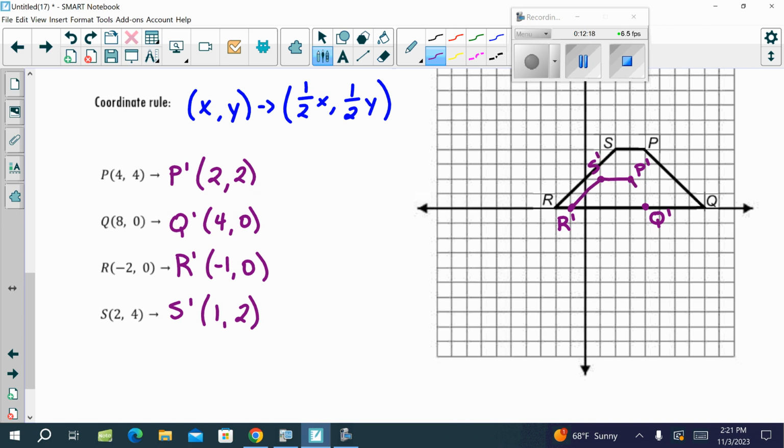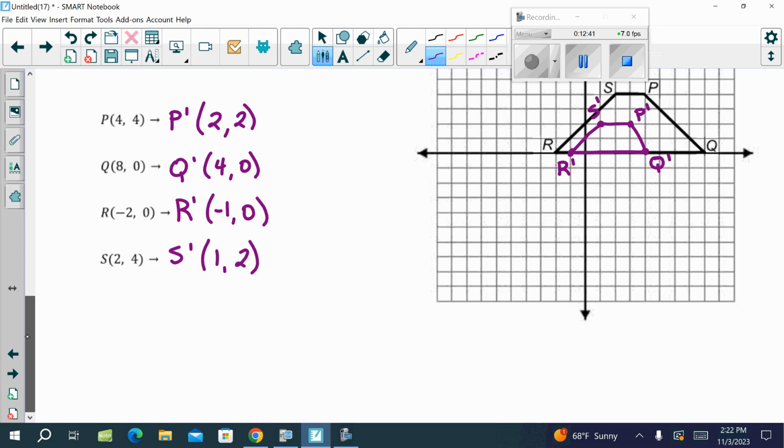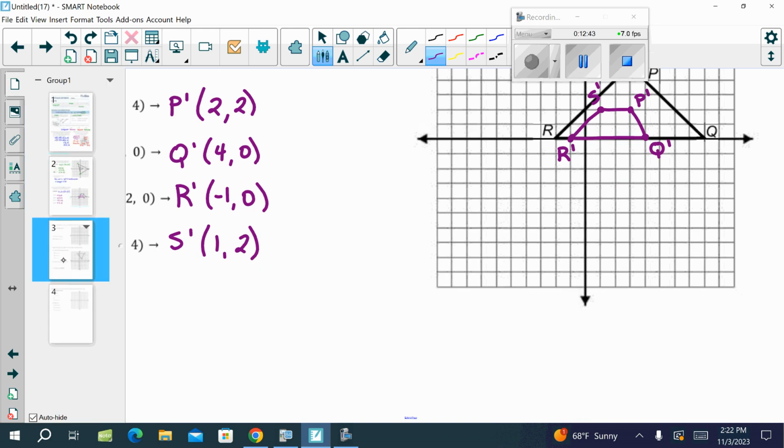It's a baby trapezoid. Is that what you guys got? Okay. Any questions there? Okie dokie. Next page.